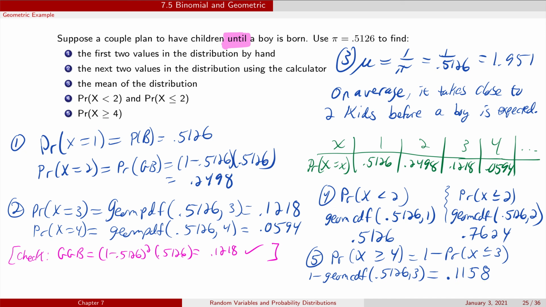Okay, so that's a brief overview of binomial and geometric. You'll learn calculator commands and more practice in class.